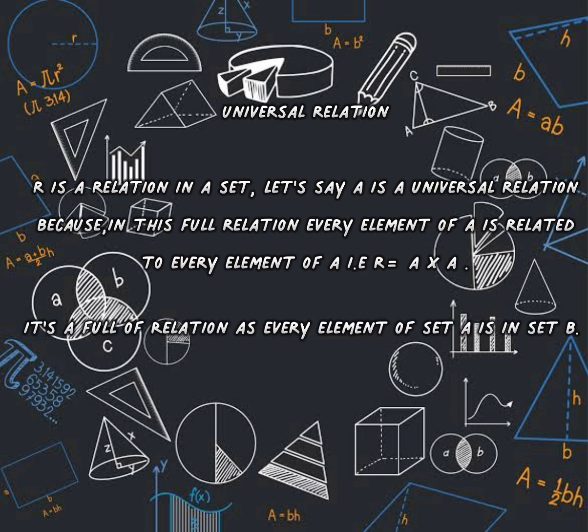Universal relation. R is a relation in a set A; it is a universal relation because in this full relation every element of A is related to every element of A, R equals A x A. It's a full relation as every element of set A is in set B.